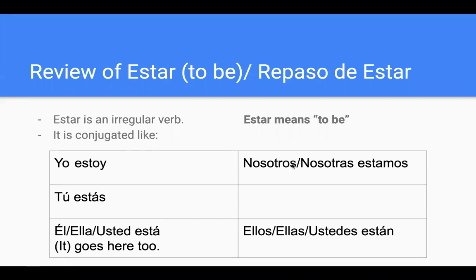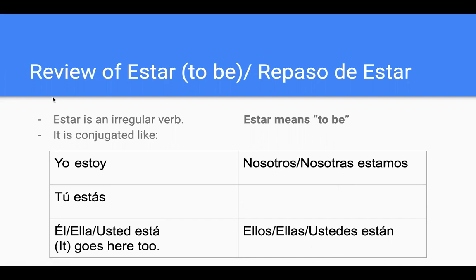We have nosotros and nosotras estamos. We are. We have ellos and ellas están. They are. And ustedes están. You guys are. So as you can see, all of these are different, right?